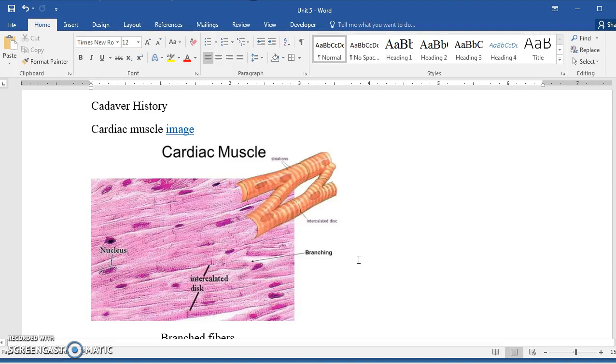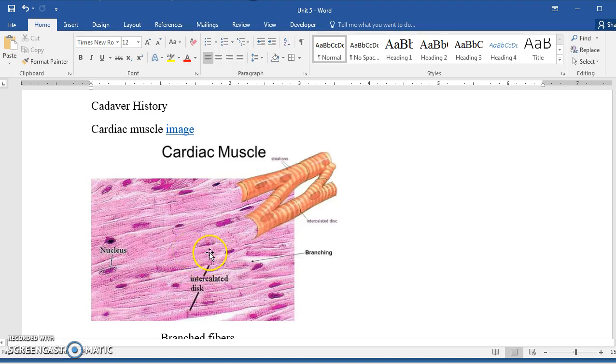The next type of muscle, it's a second type, is cardiac muscle. It's only found in the heart. It's the only place it's located. Its interesting characteristics are that the fibers are branched. You can see that in the illustration and in the image taken through a microscope. You do see some striations, but they're very light, much lighter than the striated muscle.